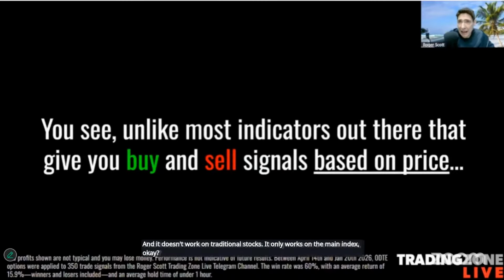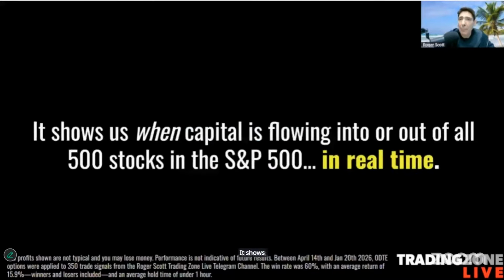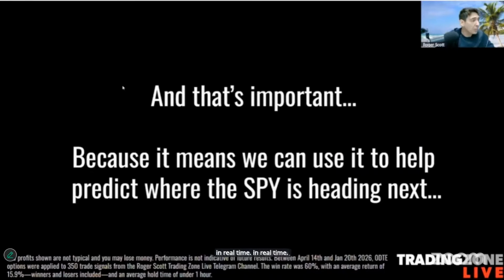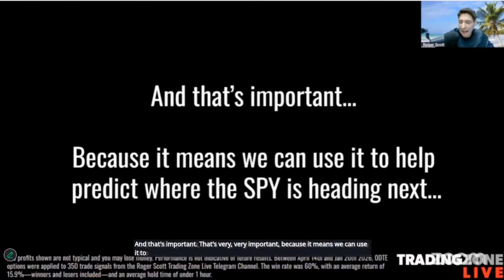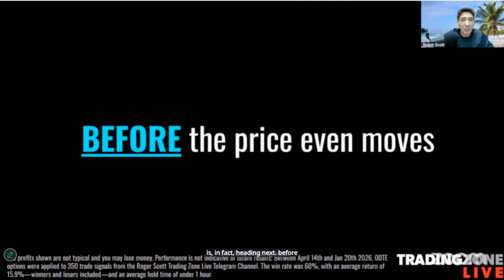Unlike most indicators out there that give you buy and sell signals, the money flow indicator is very different. It shows us when capital is flowing in or out of the S&P 500 in real time. In real time. And that's important. That's very, very important because it means we can use it to help predict where the SPY is, in fact, heading next before the price makes a move.